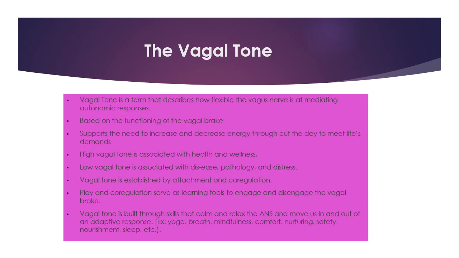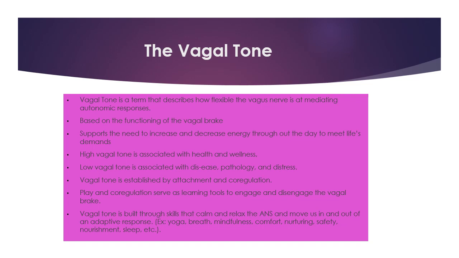Next, the vagal tone. It's a term that describes how flexible the vagus nerve is at mediating the autonomic responses. It's based on the functioning of the vagal brake. It supports the need to increase or decrease energy throughout the day to meet our life's needs. A high vagal tone is associated with health and wellness. A low vagal tone is associated with dis-ease, pathology, and distress.